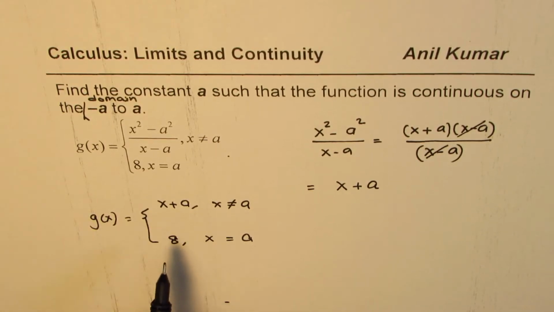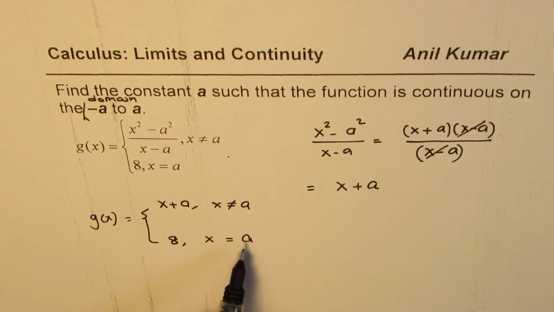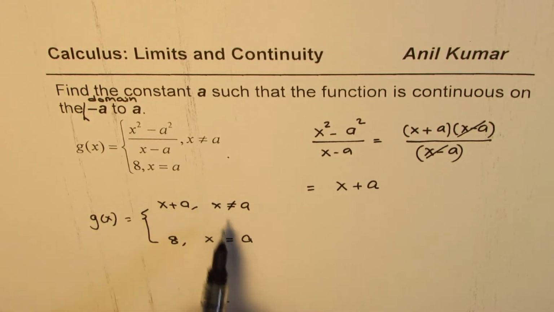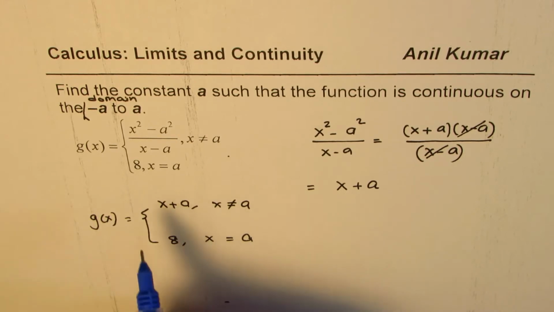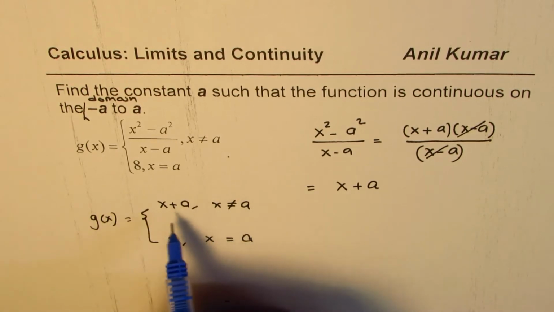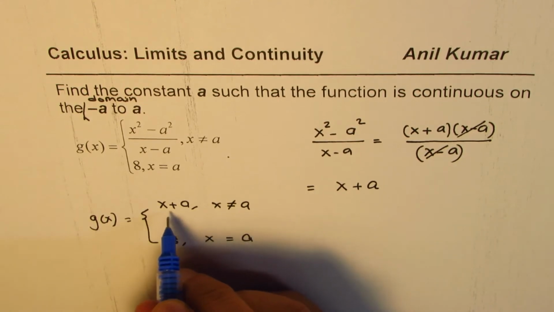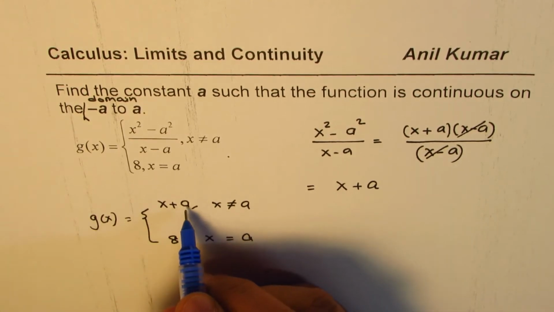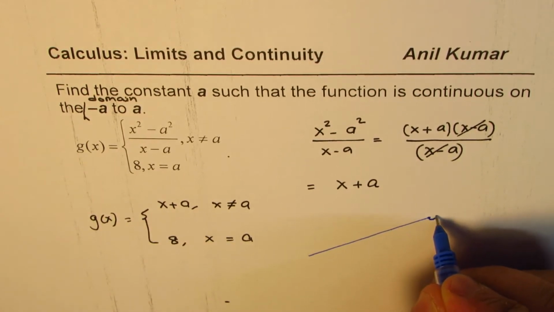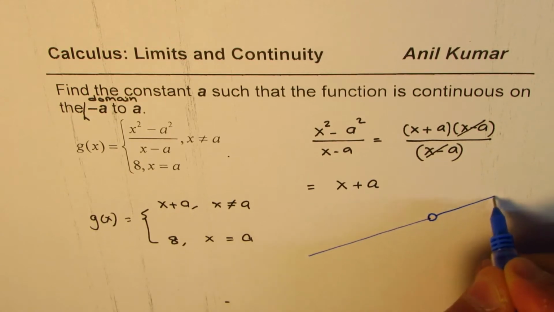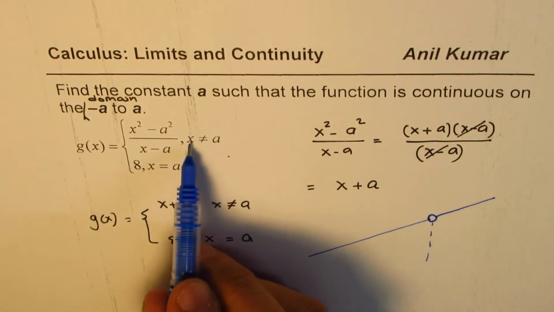That really means that here we have a constant 8 at x equals a, right? So this function for x equals a should be equal to 8. For these two to be continuous, it is kind of like this. Let me just sketch x plus a. Now x plus a will be a straight line, right? Slope 1 and y-intercept of a, right? So it is kind of a straight line with a hole. And this hole is at x equals a.